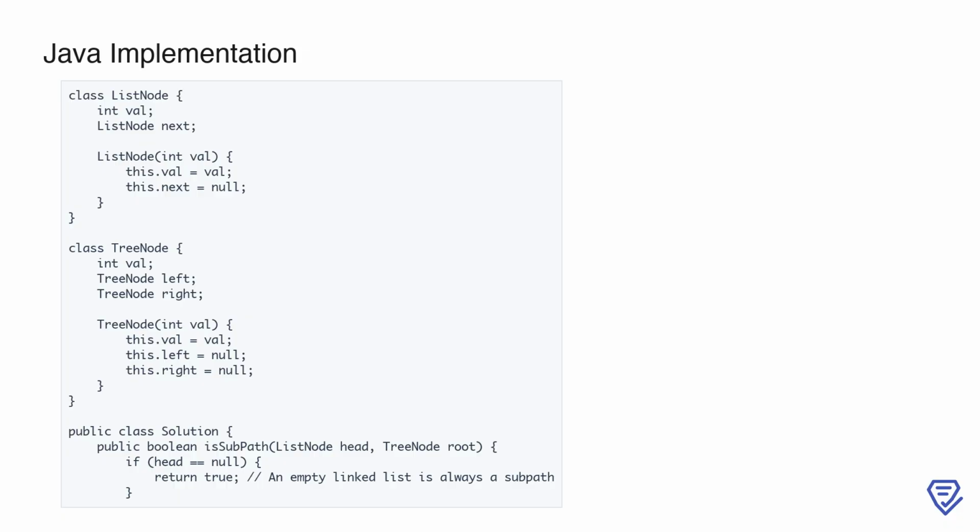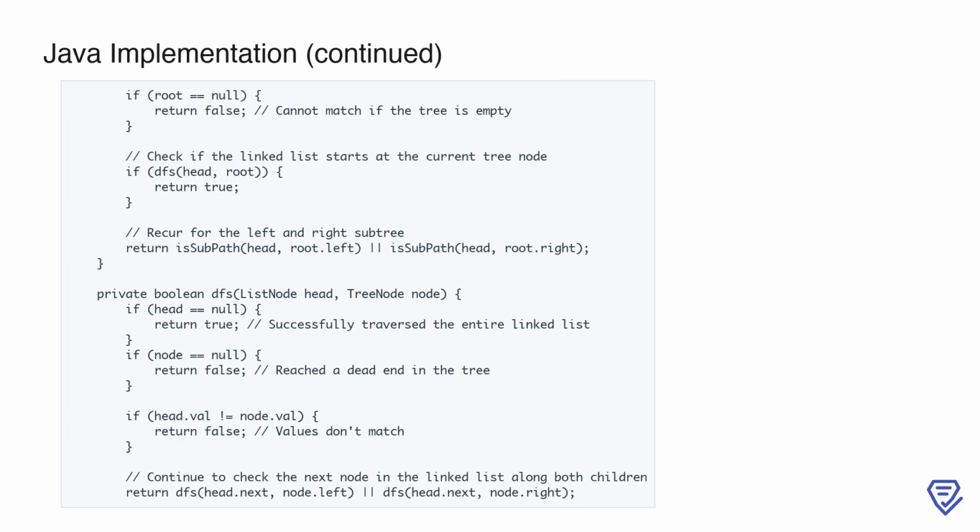The method isSubpath is our entry point, and it takes two parameters, the head of the linked list and the root of the binary tree. The first condition checks if the linked list is null. If it is, we return true because an empty linked list is always considered a subpath of any tree. Now, if the root of the tree is null, we return false since there's no tree to traverse.